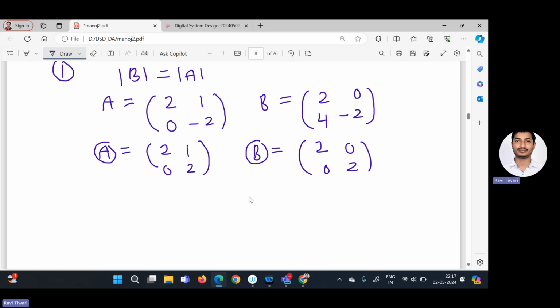If A and B are similar, then only this is true. But if you have two matrices with the same eigenvalues, same trace, same characteristic equation, it doesn't mean that A and B are similar. Now, how will you calculate that P matrix?